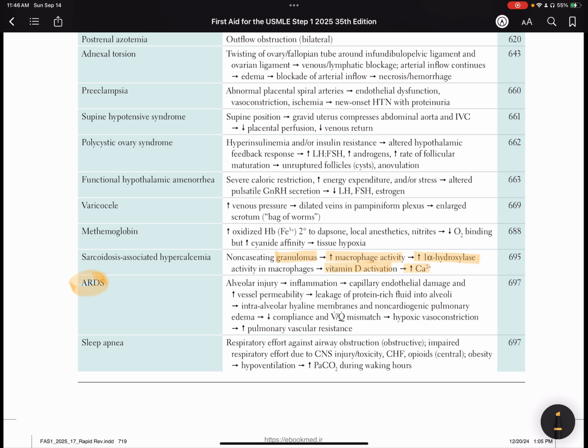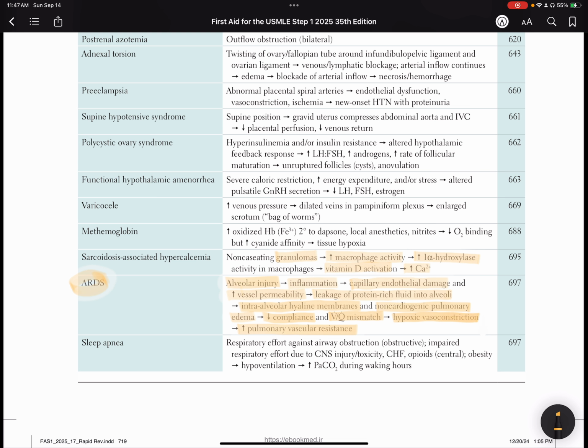Next condition is ARDS, acute respiratory distress syndrome. This is alveolar injury leading to inflammation, capillary endothelial damage, and increased vessel permeability, causing leakage of protein-rich fluid into alveoli. This leads to intra-alveolar hyaline membranes and non-cardiogenic pulmonary edema, decreased compliance and ventilation perfusion mismatch, leading to hypoxic vasoconstriction and increased pulmonary vascular resistance.